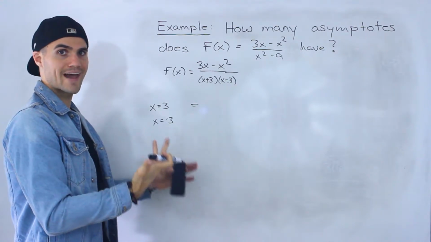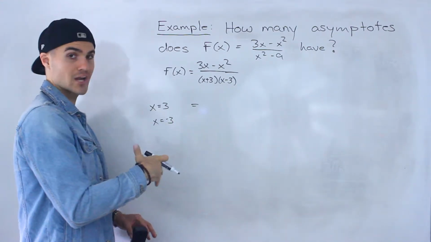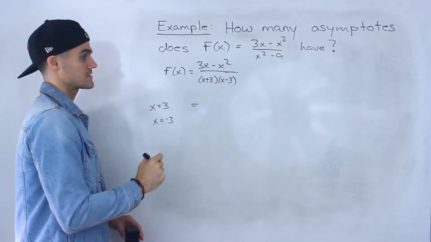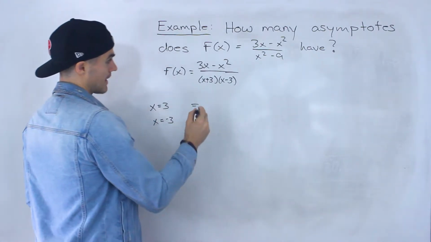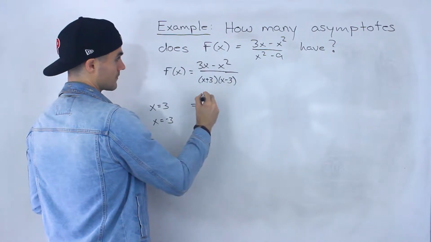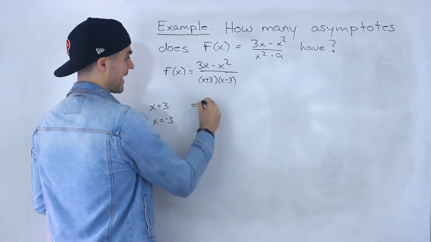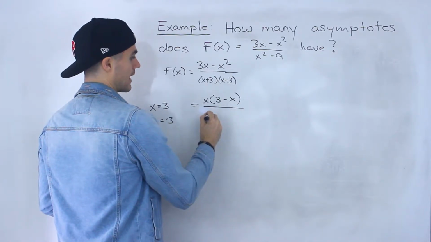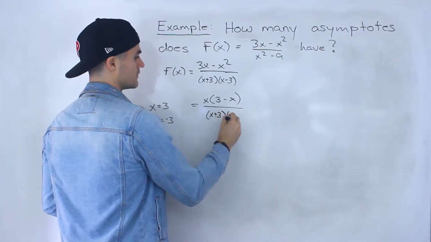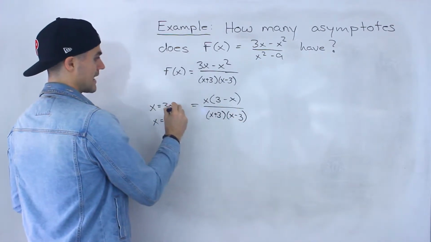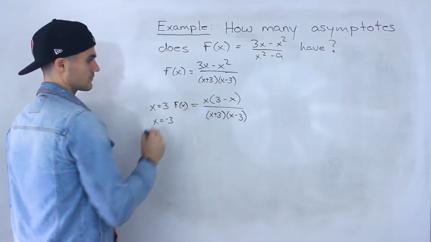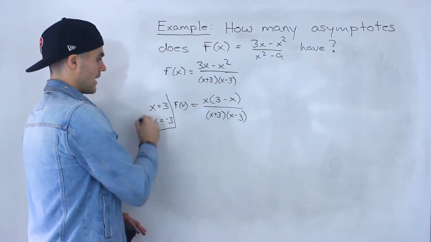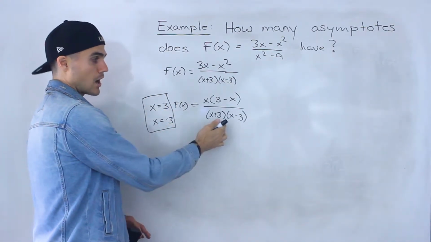And if you remember, when that happens, that means the function has a hole at that x value, not a vertical asymptote. So notice that at the top here, I can factor out an x, and then I have x plus 3, x minus 3. So notice now, looking at this function, there are two x values that make the denominator equal to 0.